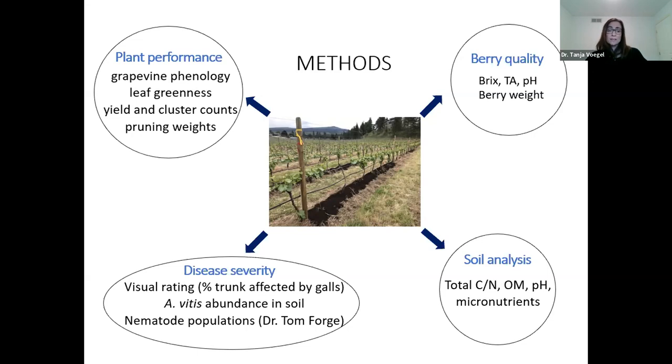And then most importantly, we did look at disease severity. So we rated the percent of trunks that were affected by galls. And we also looked at the A. vitis abundance in soil by using the ddPCR methodology. Then this was a collaboration with Dr. Tom Forge, and he has been studying the nematode population in response to the compost applications.